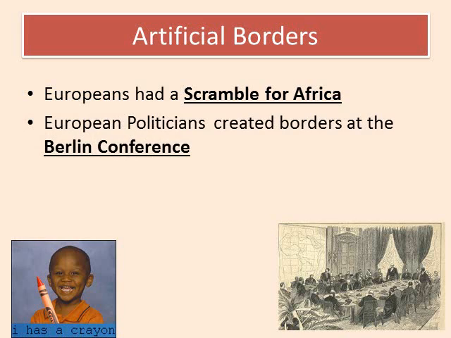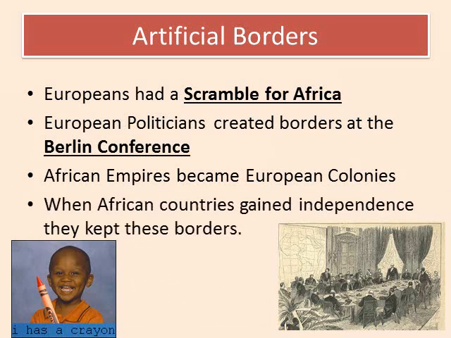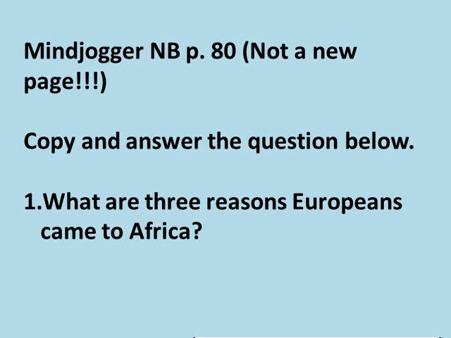European politicians created these borders, and this was actually in Berlin. This is where it occurred. African empires then shifted and became European colonies. So this was just a whole process of getting from bad to worse. But finally, when the African countries gained their independence, they decided to keep the borders that a lot of these Europeans had created. Unfortunate problem with that.